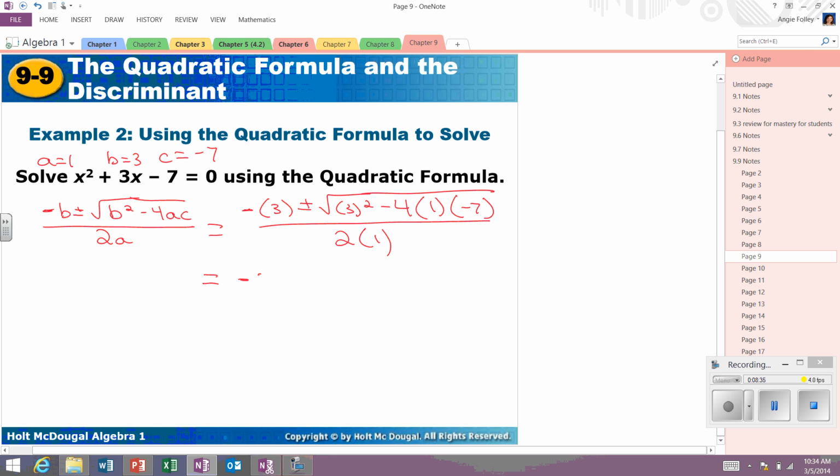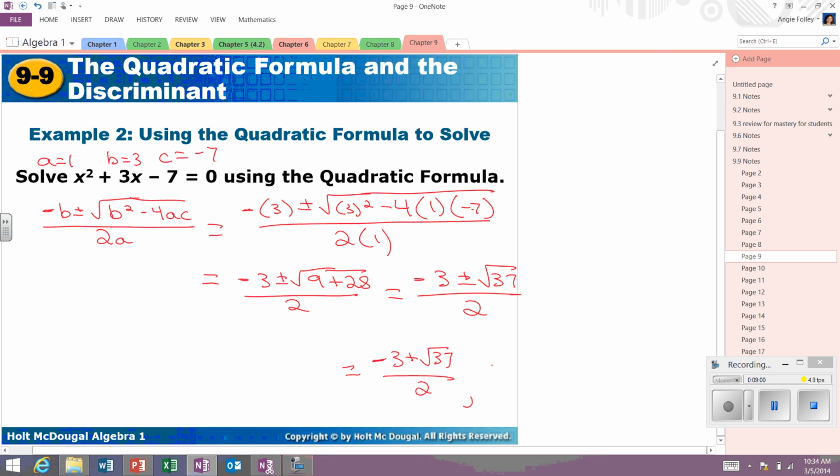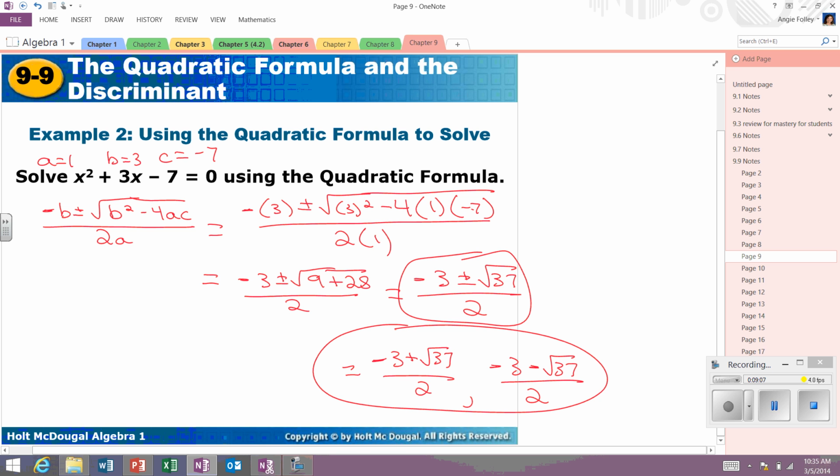So negative 3 plus or minus the square root of 9 plus 28, because I've got a negative times a negative, all over 2. That becomes negative 3 plus or minus square root of 37 all over 2. I'm okay if you guys leave it like that. You can't simplify the 37, or you can write it as negative 3 plus radical 37 all over 2, and then your other solution is negative 3 minus radical 37 over 2. So I would take this solution, or if you want to write it out like that, that's fine.